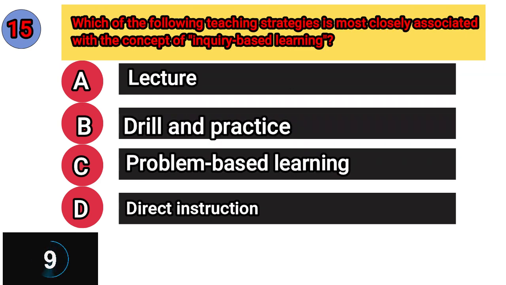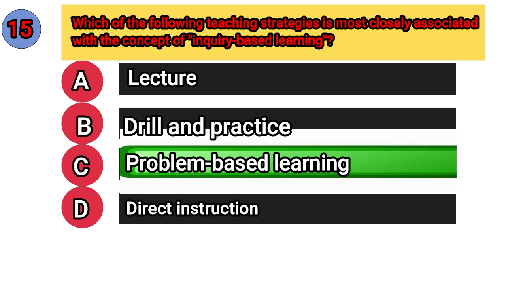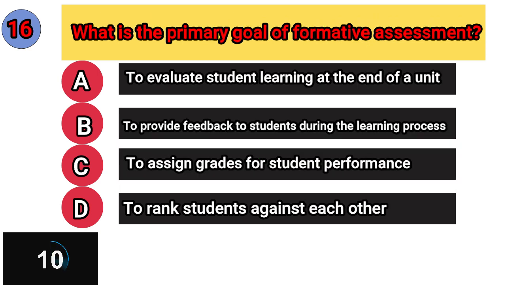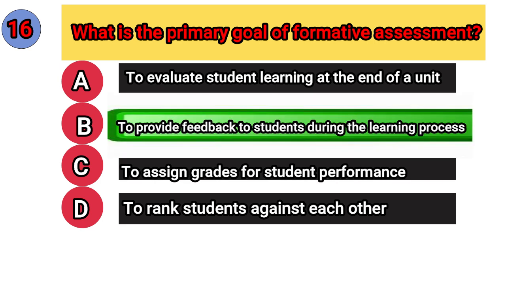Which of the following teaching strategies is most closely associated with the concept of inquiry-based learning? A. Lecture, B. Drill and practice, C. Problem-based learning, D. Direct instruction. And correct option is option C, problem-based learning. What's the primary goal of formative assessment? To evaluate student learning at the end of unit, to provide feedback to student during the learning process, to assign grades for student performance, to rank students against each other. Correct option is option B.